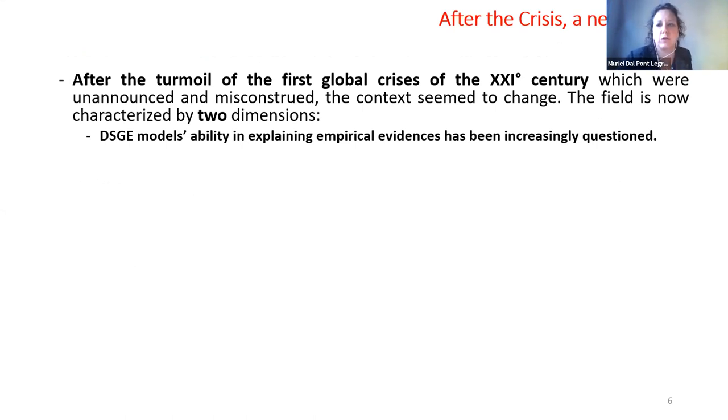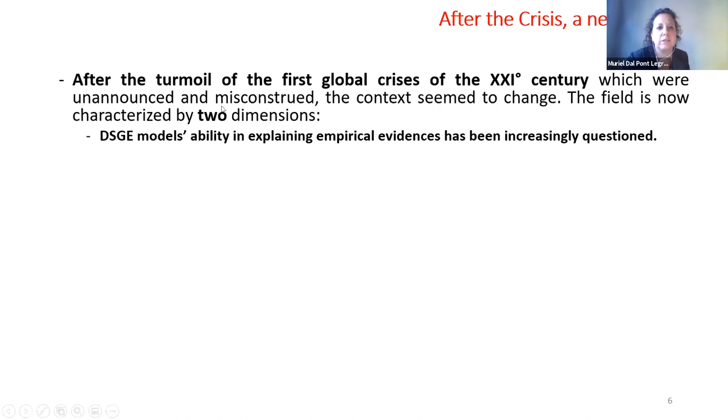If we cannot fully control what happened in the model, then we should have more discipline. After the crisis, the situation changed a little bit. I go quickly, it's a sort of caricature, but okay. The thing changed, and the field of macroeconomics is characterized by two dimensions.